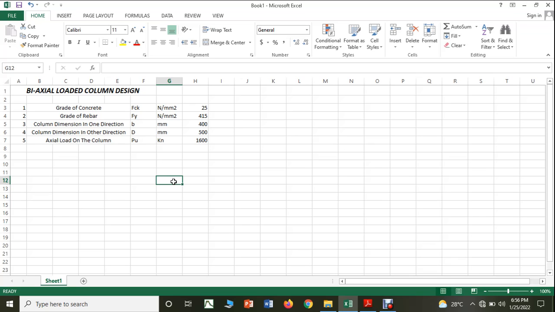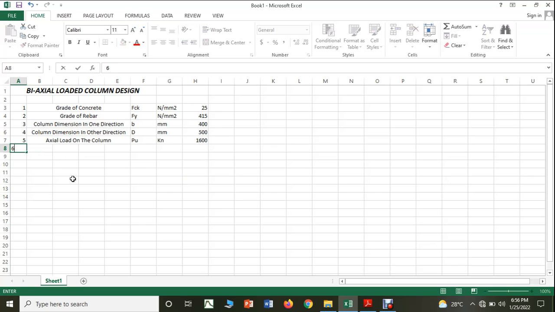Now, as I already explained in the previous lecture, without considering the percentage of steel we cannot solve this problem. That's why I told you that it is an iteration process. So let us assume the percentage of steel, or the P by FCK value, let us assume it as 1.